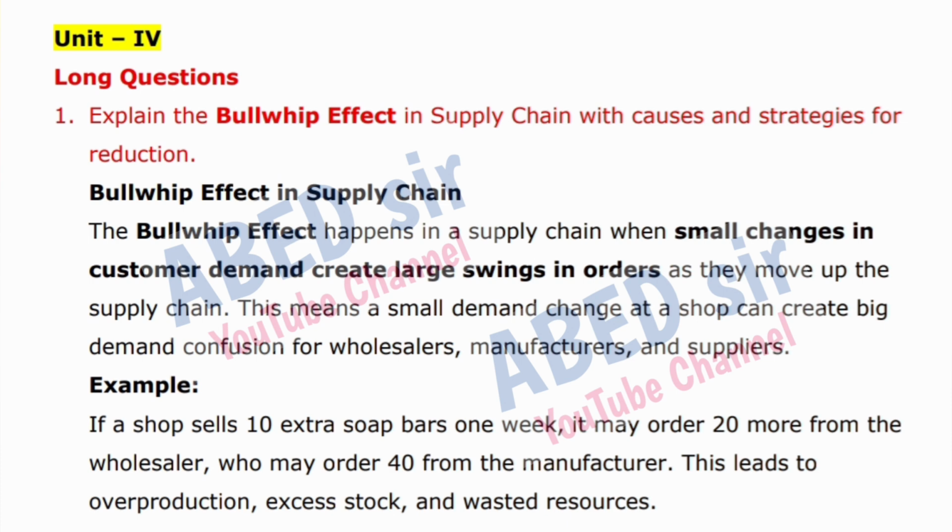Bullwhip effect in supply chain. The bullwhip effect happens in a supply chain when small changes in customer demand create large swings in orders as they move up the supply chain. This means a small demand change at a shop can create big demand confusion for wholesalers, manufacturers, and suppliers. Example: if a shop sells 10 extra soap bars one week, it may order 20 more from the wholesaler, who may order 40 from the manufacturer. This leads to overproduction, excess stock, and wasted resources.